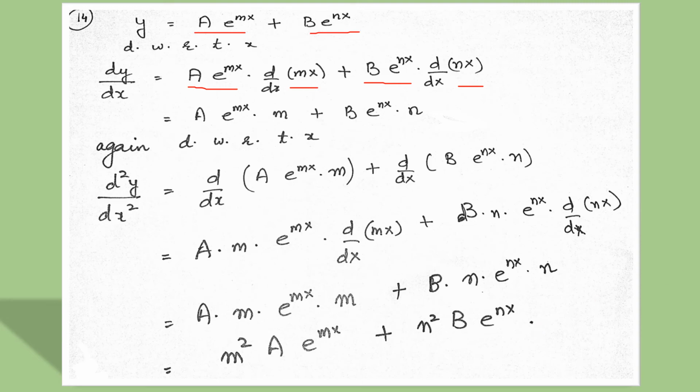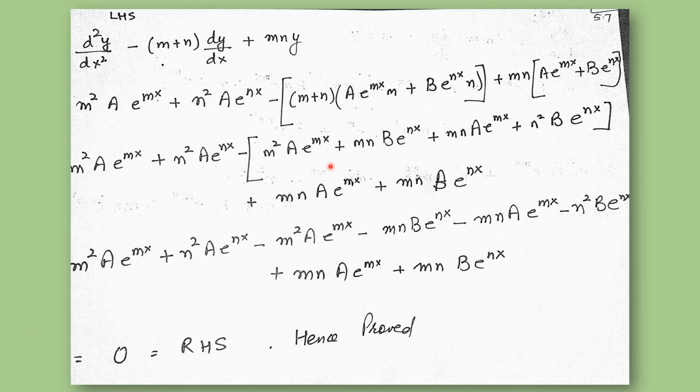Right? Now the whole LHS statement we will copy as it is. What they have given you: d square y upon dx square plus (m plus n) dy by dx plus m n y. So no need to worry. You calculated the items, you just substitute the values. What is the value of d square y upon dx square? It is m square a e power mx plus n square b e power nx. Okay, plus (m plus n) as it is.